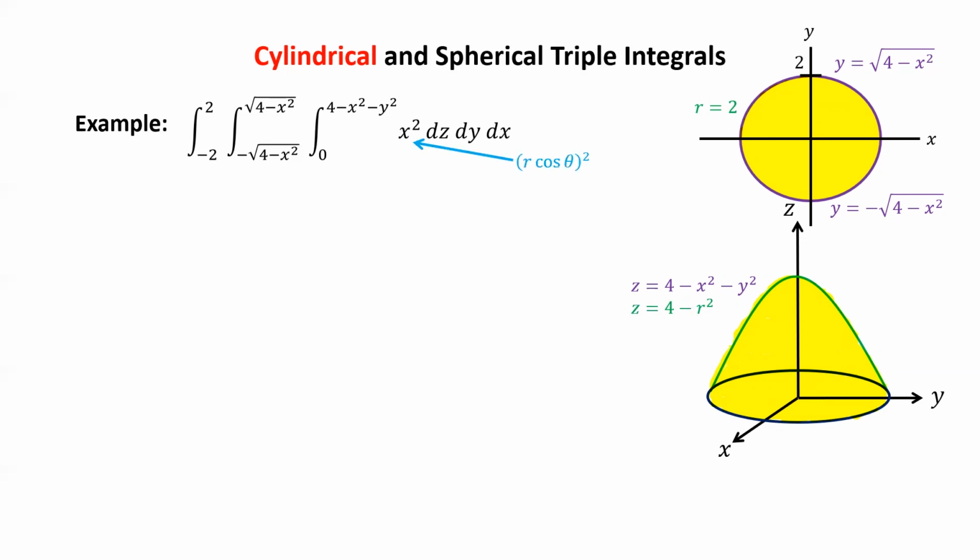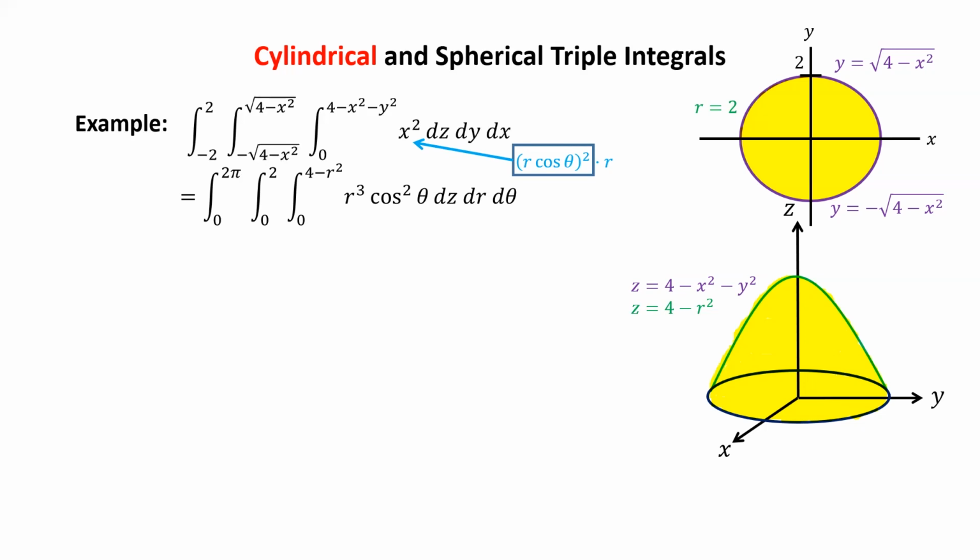Now also, in the integrand, x squared, we're going to replace x by r cosine theta so that we get (r cosine theta) squared. And don't forget that when we change this to a cylindrical triple integral, we're going to throw in an extra factor of r, as we will always do when changing to cylindrical. So writing this as a cylindrical triple integral, theta is going from 0 to 2 pi, r is going from 0 to 2. We can see that from the first picture of the region there.